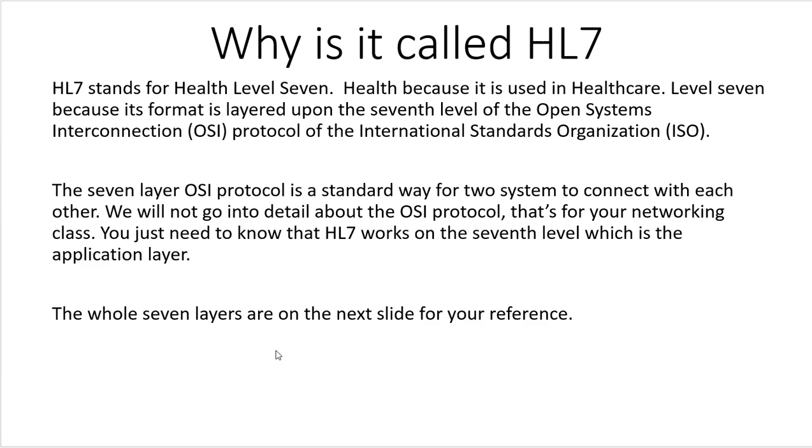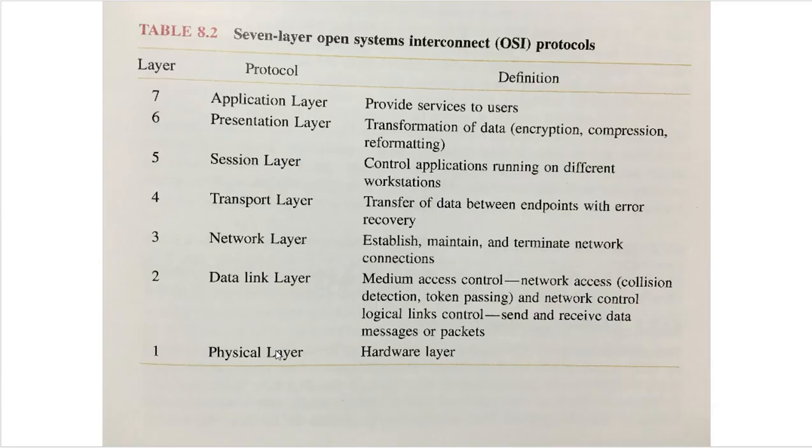For your reference, here are all 7 layers of the OSI model. So we're going to start at the bottom and work our way up. Layer 1 is the hardware layer, how systems are physically connected together. Layer 2 is the data link layer. That's the router and how the data links together. 3 is the network layer.